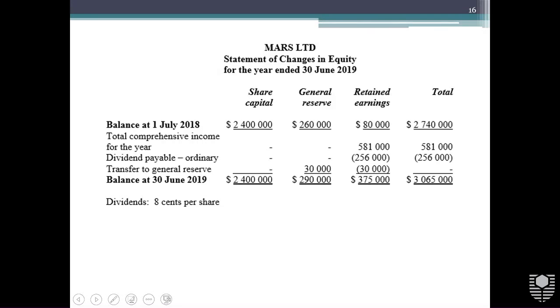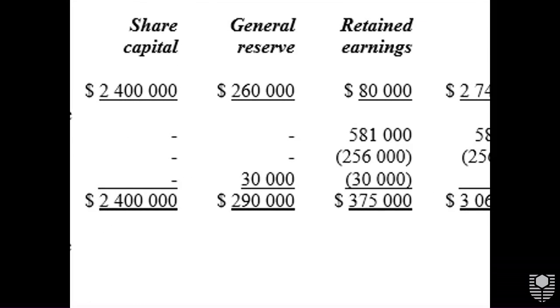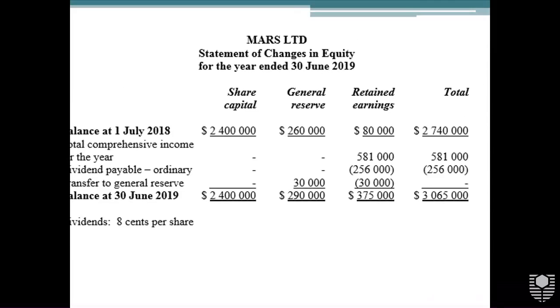So we start off with our ending balance. We account for the 30,000 transfer, the dividend that is payable, and our profit that we've been provided in item A. Means our opening balance must have been the 80. Right, total it all up, it gives us our 3,065,000. All right, so not so hard.